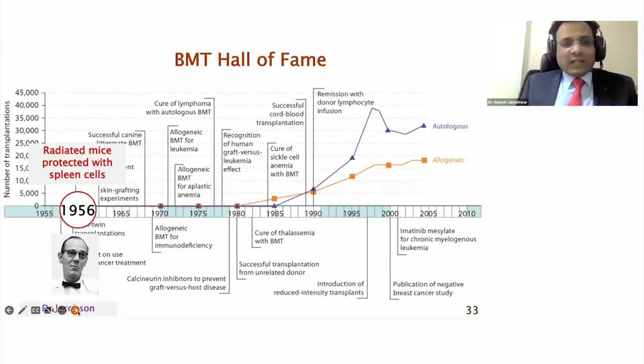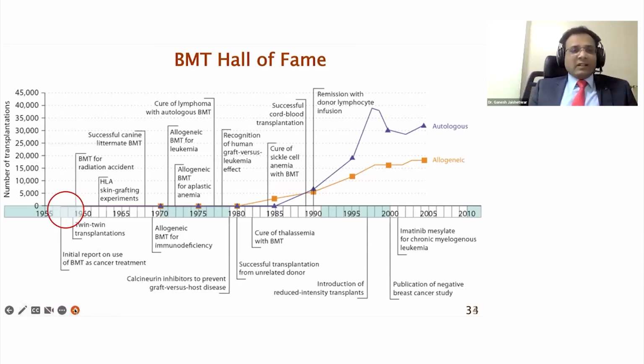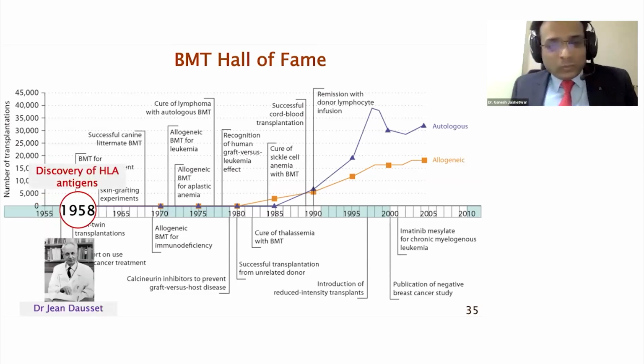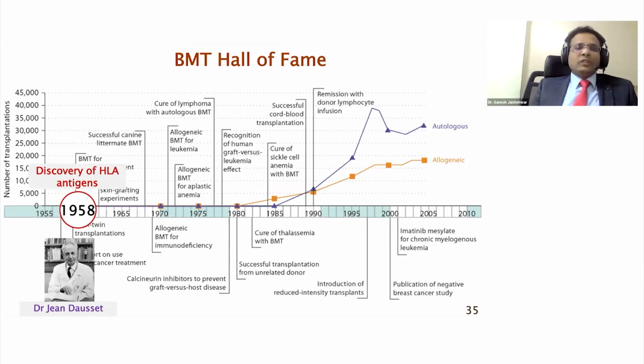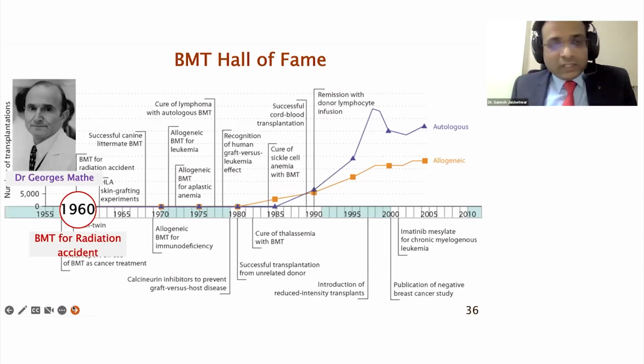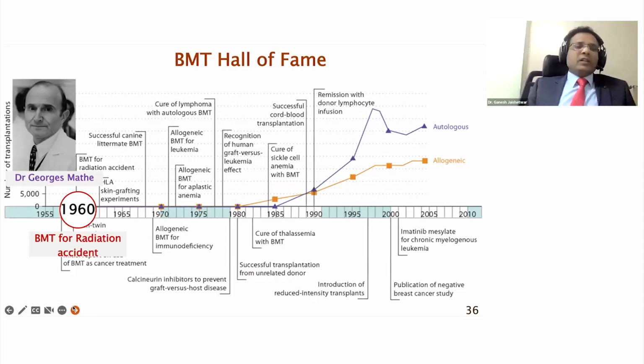So initially, as I discussed, the radiated mice were protected with spleen cells. This was Jacobson's experiments. And then in 1957, the NEJM paper, the first human bone marrow transplant, even though not successful, established the concept. Subsequently, in 1958, Professor Dr. Jean Dausset was the first one to discover the HLA-A antigen. And then in 1960, with the nuclear accident in Yugoslavia, 6 patients from that lethal nuclear exposure were taken for bone marrow transplant by Professor Georges Mathé in Paris, France.